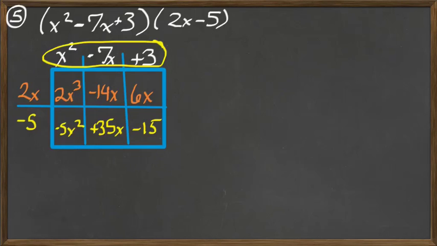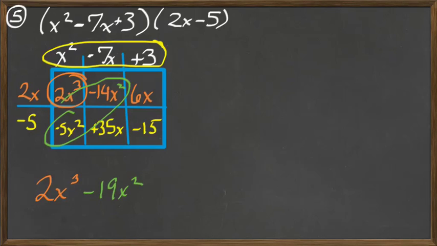Now I'm going to combine like terms. And so this orange, 2x cubed, I don't have any other x cubes. It gets written just as is. Now this next diagonal, oops, that was supposed to be an x squared there, sorry. When we multiply, those are both having the same variable, because they're both x squareds. And so that gives me a negative 19x squared.